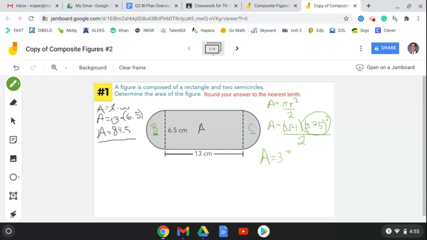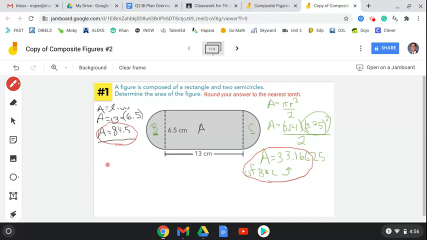Okay, so this is area of B and C. Okay, area of B and C is 33.16625. So because now I know area of rectangle and area of the semicircles, I need to add these together. 84.5 plus 33.16625.